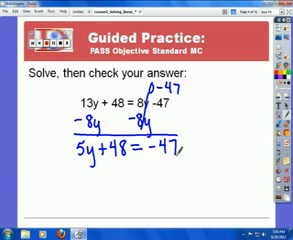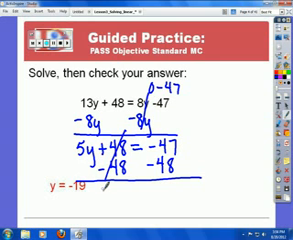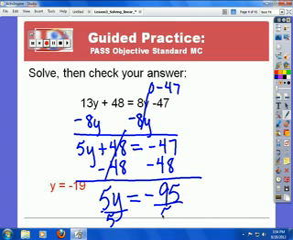I then need to get the variable term on the left side by itself. That's the 5y. So I need to get rid of the positive 48. I get rid of a number by adding its opposite. So the opposite of positive 48 is negative 48. I add positive 48 to negative 48 and I get 0. So I bring down the 5y. Negative 47 plus negative 48 is negative 95. I then divide both sides by 5 and I get y is equal to negative 19.